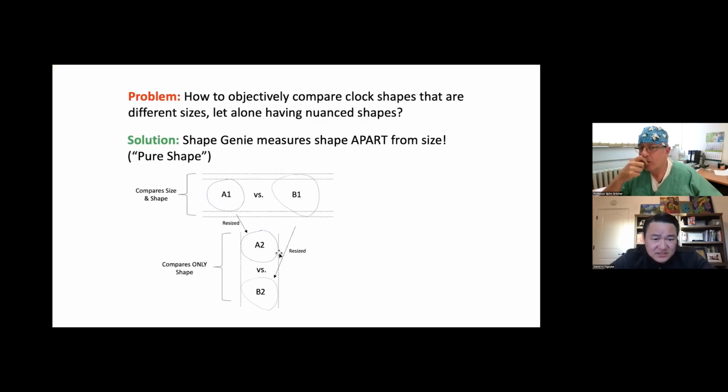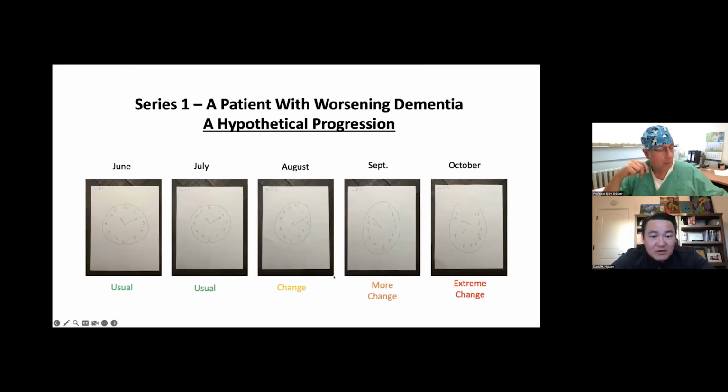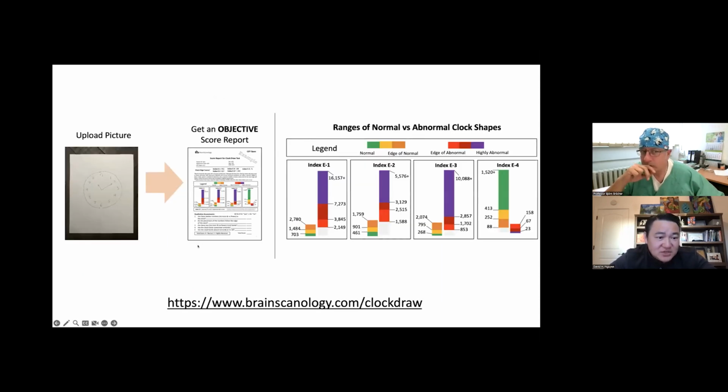And we're able to do this because we measure pure shape. So it doesn't matter how the person draws a clock each time, because nobody draws an identical clock each time, but we can resize it to measure its pure shape. So therefore, we can now measure objectively the shape of clocks drawn over time. And here is a hypothetical series of clocks going from normal to highly abnormal. So what the patient can do is upload the drawing of the clock and get an objective score report. And it's objective now because we have established ranges of what is normal and abnormal in terms of a clock.